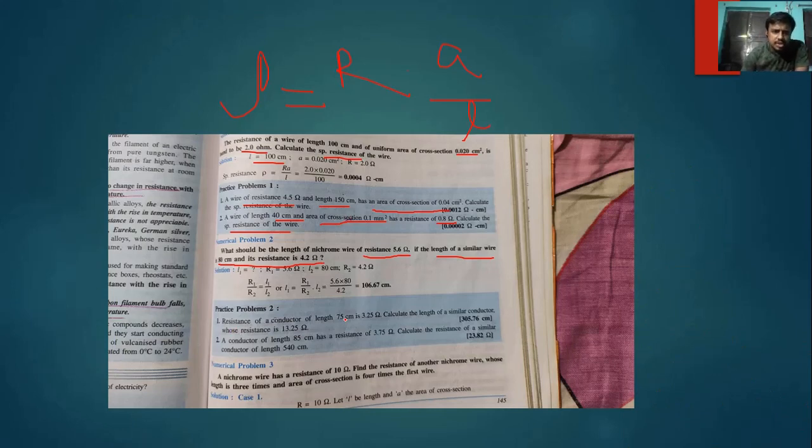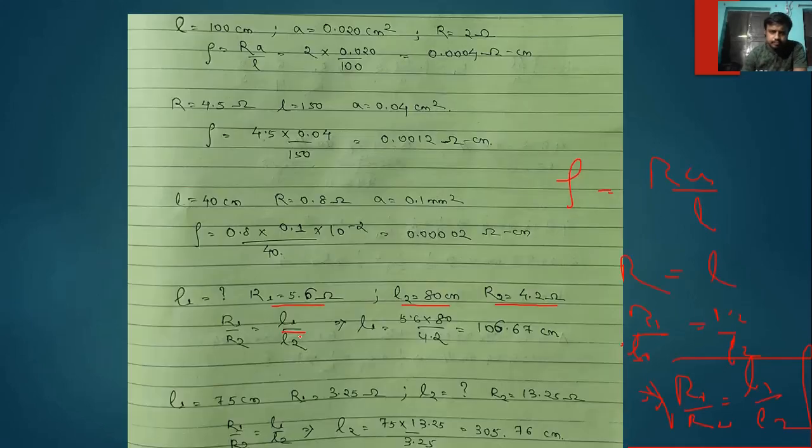In this problem, the resistance of a conductor of length 75 centimeter is 3.25 ohm. Calculate the length of the similar conductor whose resistance is 13.25 ohm. Here L1 is given, R1 is given, R2 is given, so we have to find L2. We have to simply use the formula R1 by R2 is equal to L1 by L2. Then L2 is equal to 75 into 13.25 by 3.25. That would be around 305.76 centimeter.